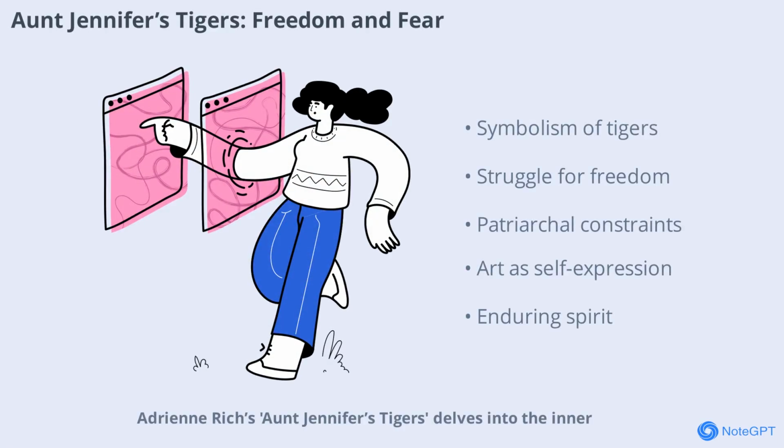Adrienne Rich's Aunt Jennifer's Tigers delves into the inner world of a woman constrained by societal and marital expectations. Aunt Jennifer creates vibrant, fearless tigers in her embroidery, symbolizing her longing for freedom and strength. In contrast, her own life is marked by fear and submission, as reflected in her trembling hands and the heavy weight of her wedding ring.